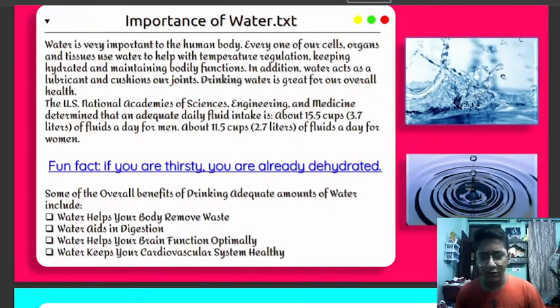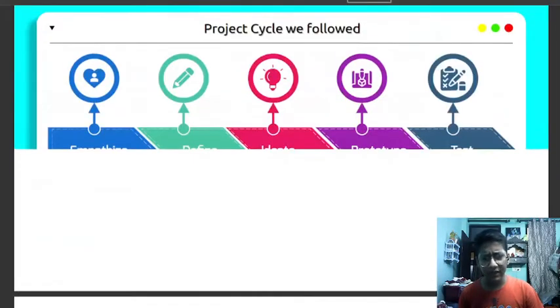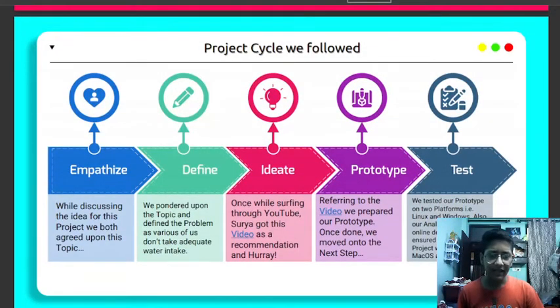And here it shows the overall benefits of drinking adequate amounts of water. Water helps your body remove waste, it aids in digestion, it helps your brain function optimally, and it keeps your cardiovascular system healthy. Now next is the project cycle I followed. It is about empathize, define, ideate, prototype and test, and you can read it here.